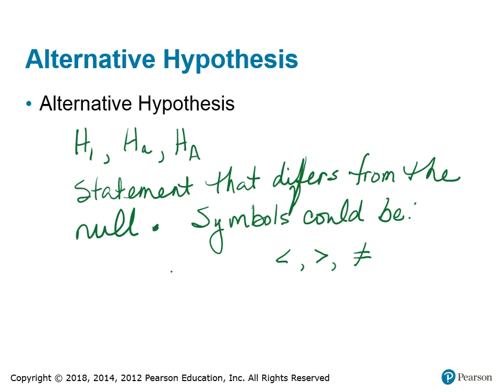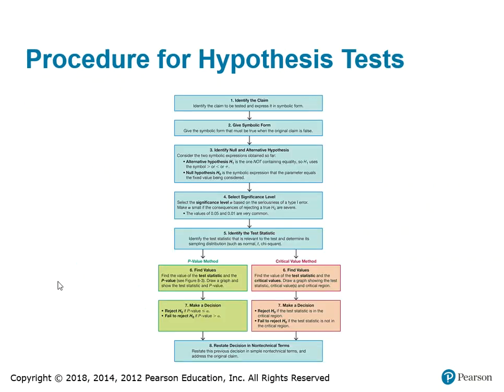Now as you're getting used to this process, what is going to be beneficial is this procedure. We'll work through it here today, but you can work through this on your own when you're working on the problems. So first identify your claim. Then put it into symbolic form, then write your null and your alternative hypothesis, select your significance level, and identify your test. I'm going to focus on the p-value method, though you could use the critical value method. Then you restate your decision in non-technical terms.